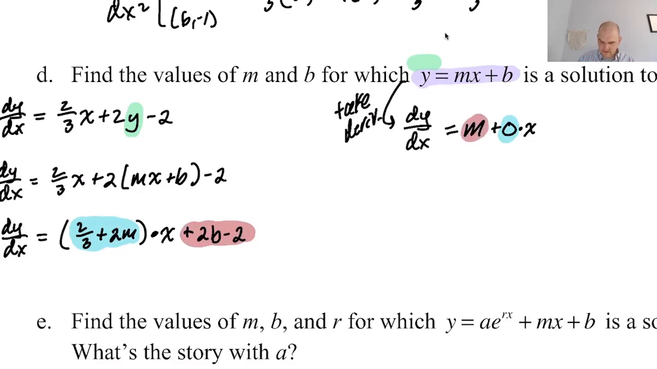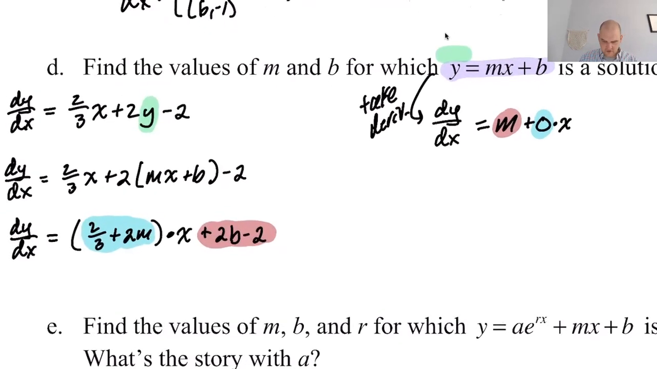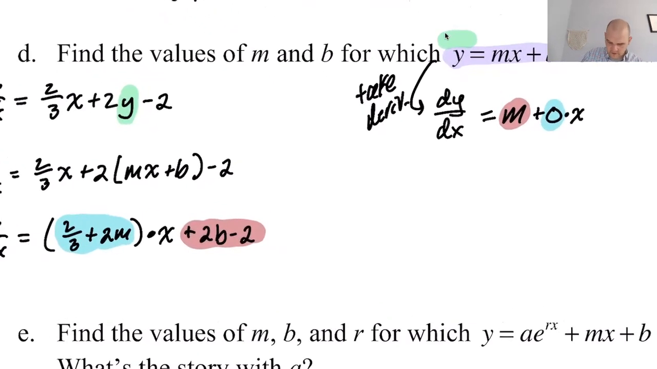I don't really like to use this color, but it's fine. So we have constants, and if two things are equal, then the coefficient of x on one is the coefficient of x on the other, the constant for one is the constant of the other. So if that's true, then we can actually get two equations out of this. The first one is from the coefficients.